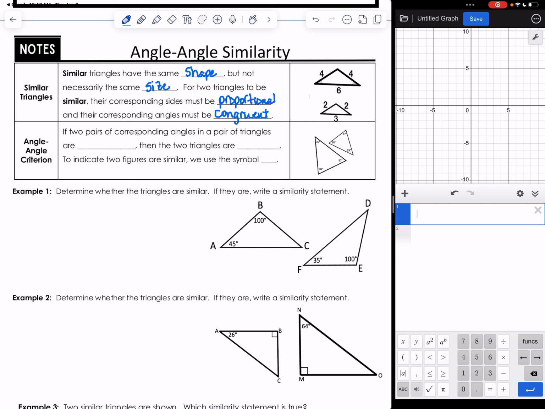Now, when you're asked to find out if two triangles are similar, one way you can do this is by using something called Angle Angle Criterion. And Angle Angle Criterion says if two pairs of corresponding angles in a pair of triangles are congruent, then the two triangles are similar. To indicate two figures are similar, we use this symbol.